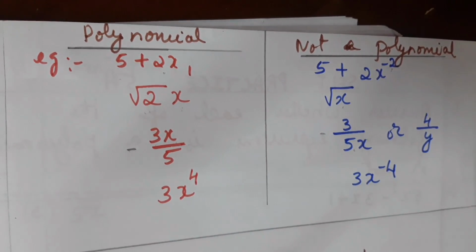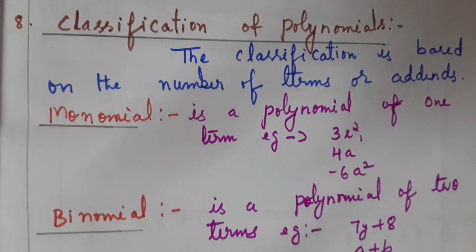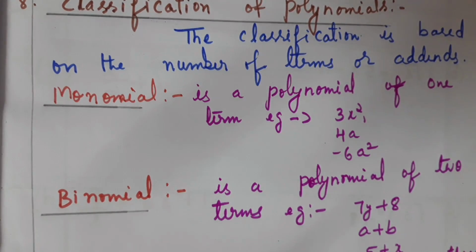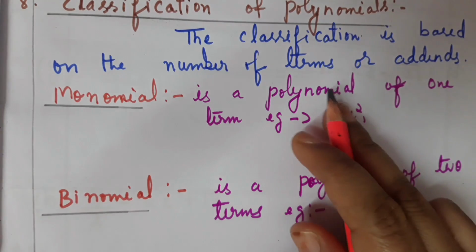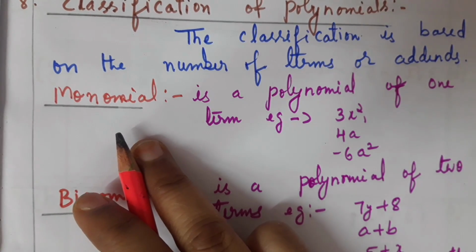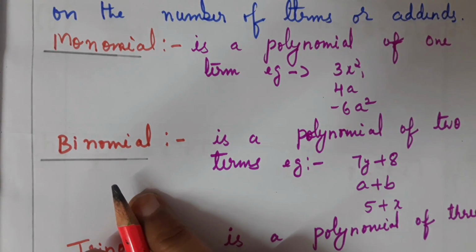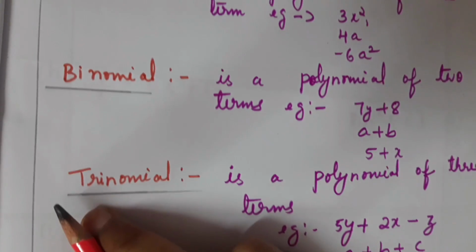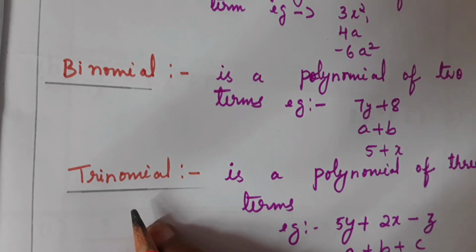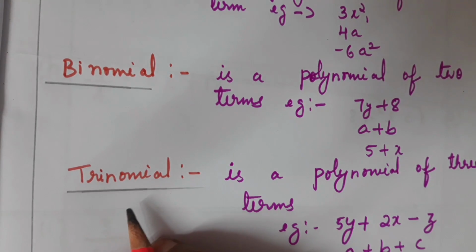Okay. Next is the classification of polynomials. There are 3 types of polynomial. The classification is based on the number of terms or addends. Monomial means mono, 1. Binomial means 2. Remember the bicycle. Bicycle means how many wheels? 2 wheels. Trinomial means 3. Tricycle, for example an auto, means 3. Tri means 3. Triangle, so tri means 3 angles. Okay.